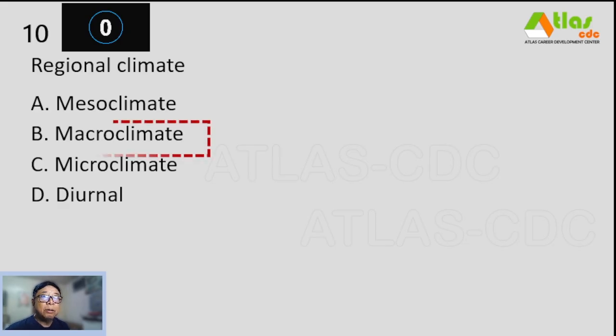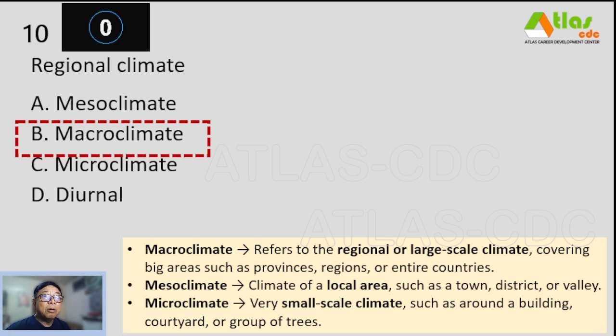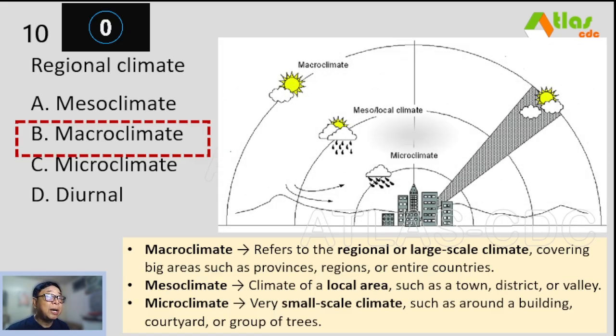And our correct answer is macroclimate. So, a macroclimate refers to the regional or large-scale climate covering big areas such as provinces, regions, or entire countries. While mesoclimate is climate of a local area such as a town, district, or valley. And microclimate is very small-scale climate such as around a building, courtyard, or group of trees. Diurnal, on the other hand, is the difference between daytime and nighttime temperatures.